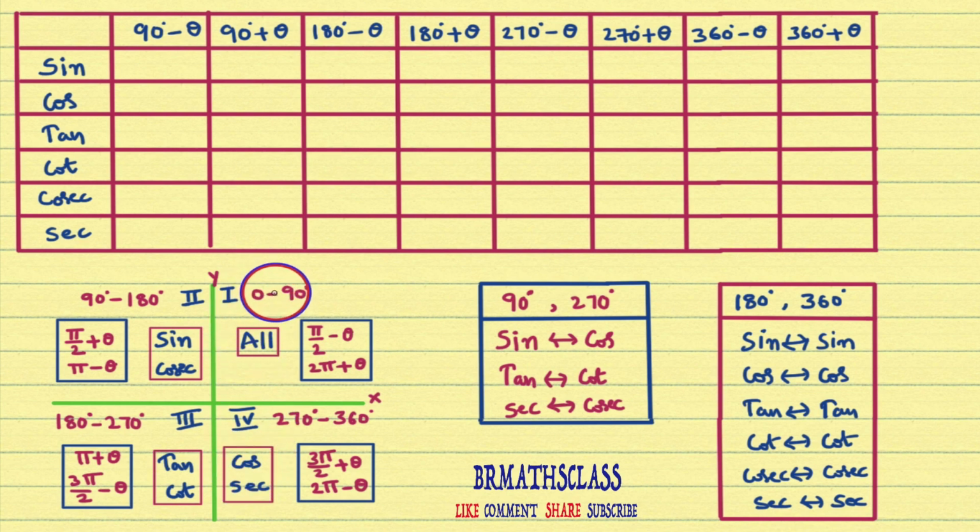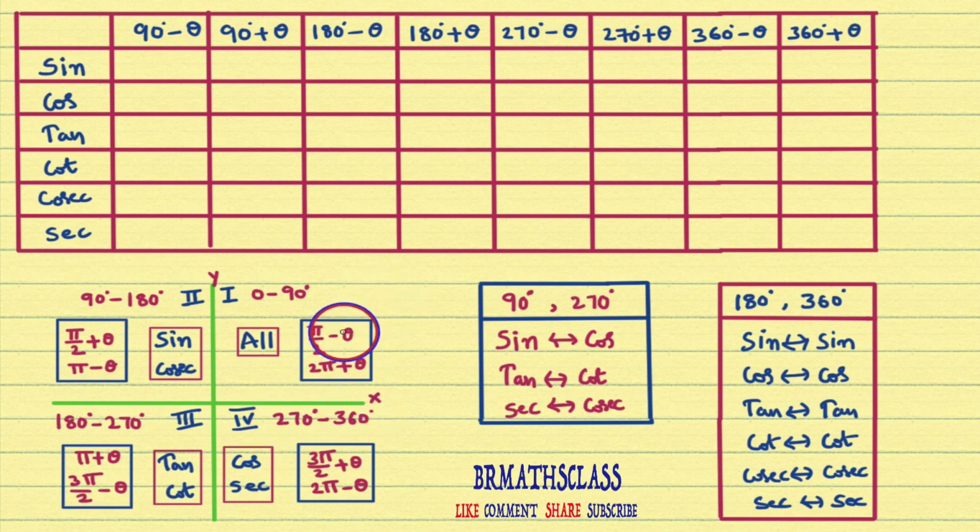Now, what is the range of the first quadrant? In the first quadrant, the angle will be between 0 and 90 degrees. What is the range of the second quadrant? 90 degrees to 180 degrees. What is the range of the third quadrant? 180 degrees to 270 degrees. What is the range of the fourth quadrant? 270 degrees to 360 degrees. Now, these things are important.